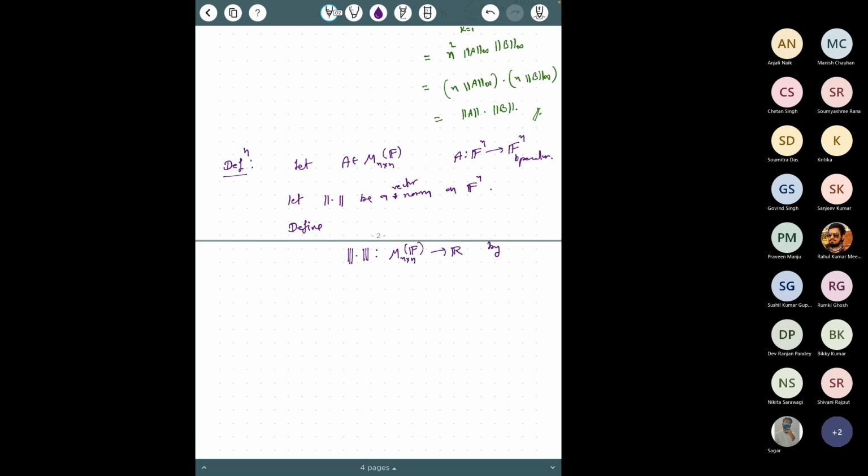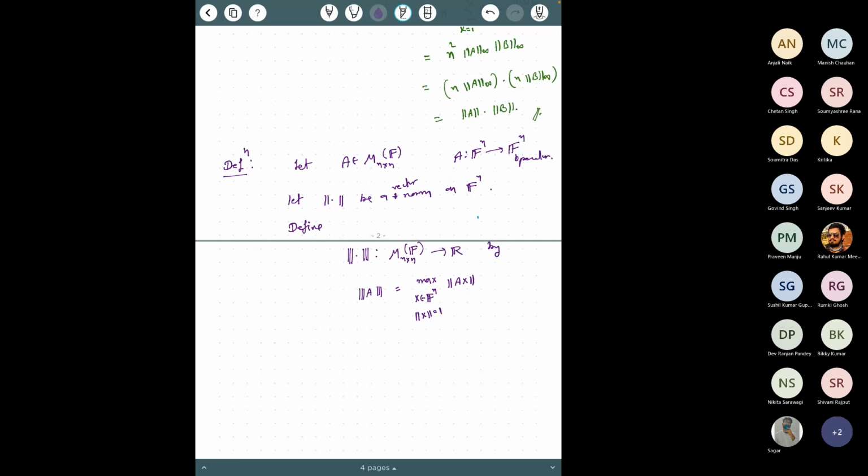And how is it defined? It is defined by this rule: if you take any matrix A, then send it to the max of the norm of Ax, where x is in Fn, and you can restrict yourself to norm 1 vectors. I'm not saying that this is a norm yet. We will prove that this is actually a matrix norm. So far we have just defined that if we have any vector norm on Fn, then using that vector norm, we can define a function from the space of matrices to R in this way.